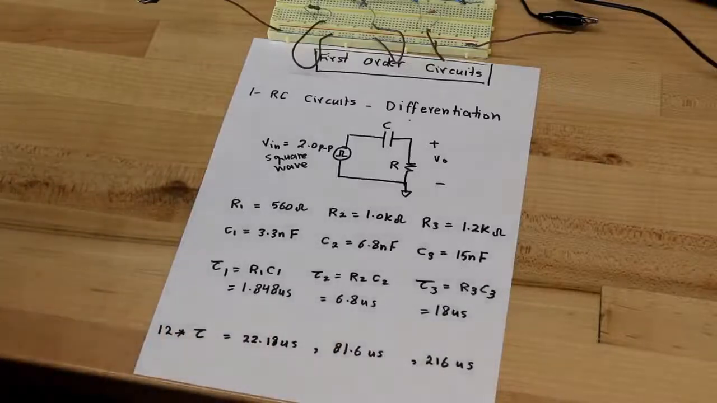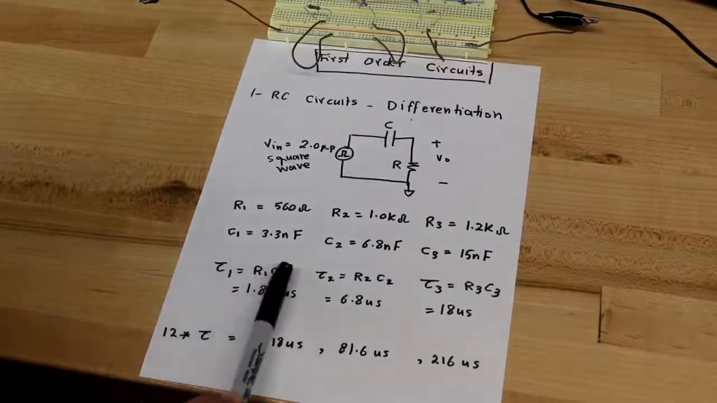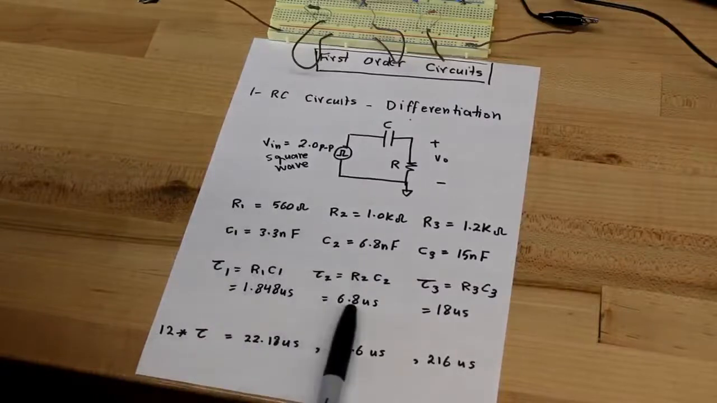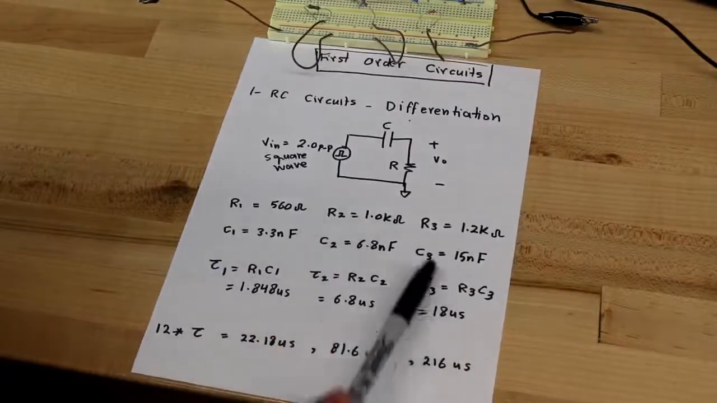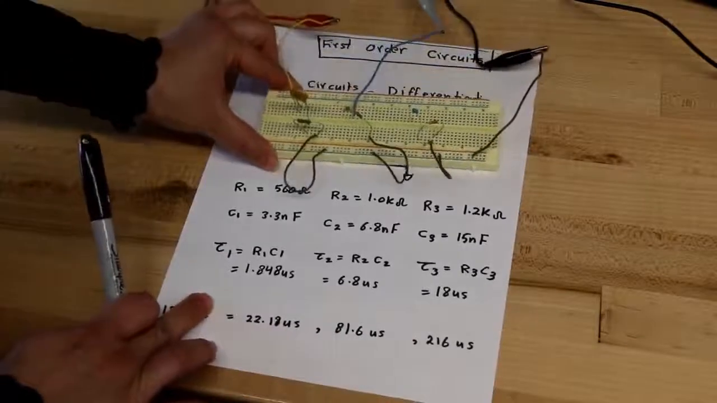and then tau for RC circuits equals R times C. So this is tau for the first circuit, tau for the second circuit, tau for the third circuit. And here's the circuit.